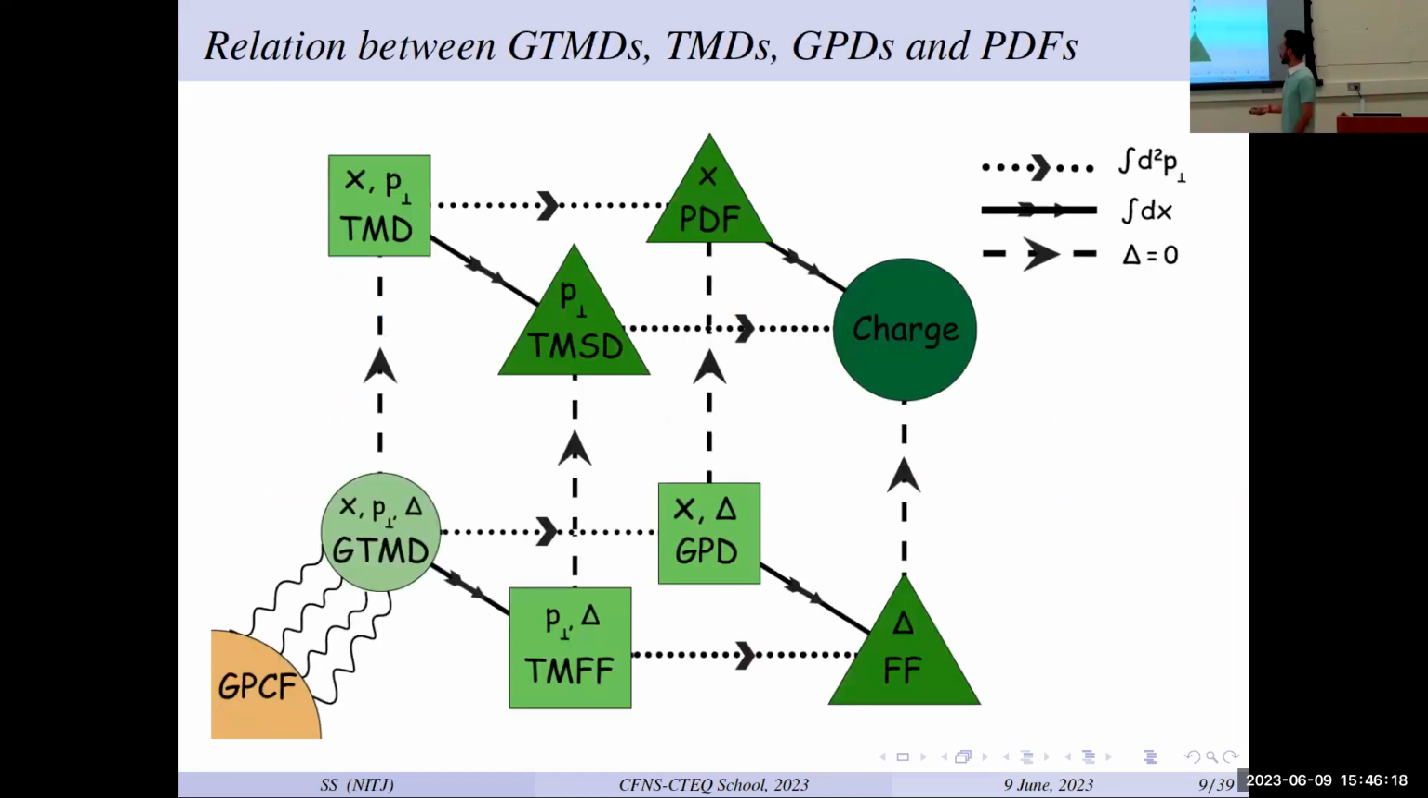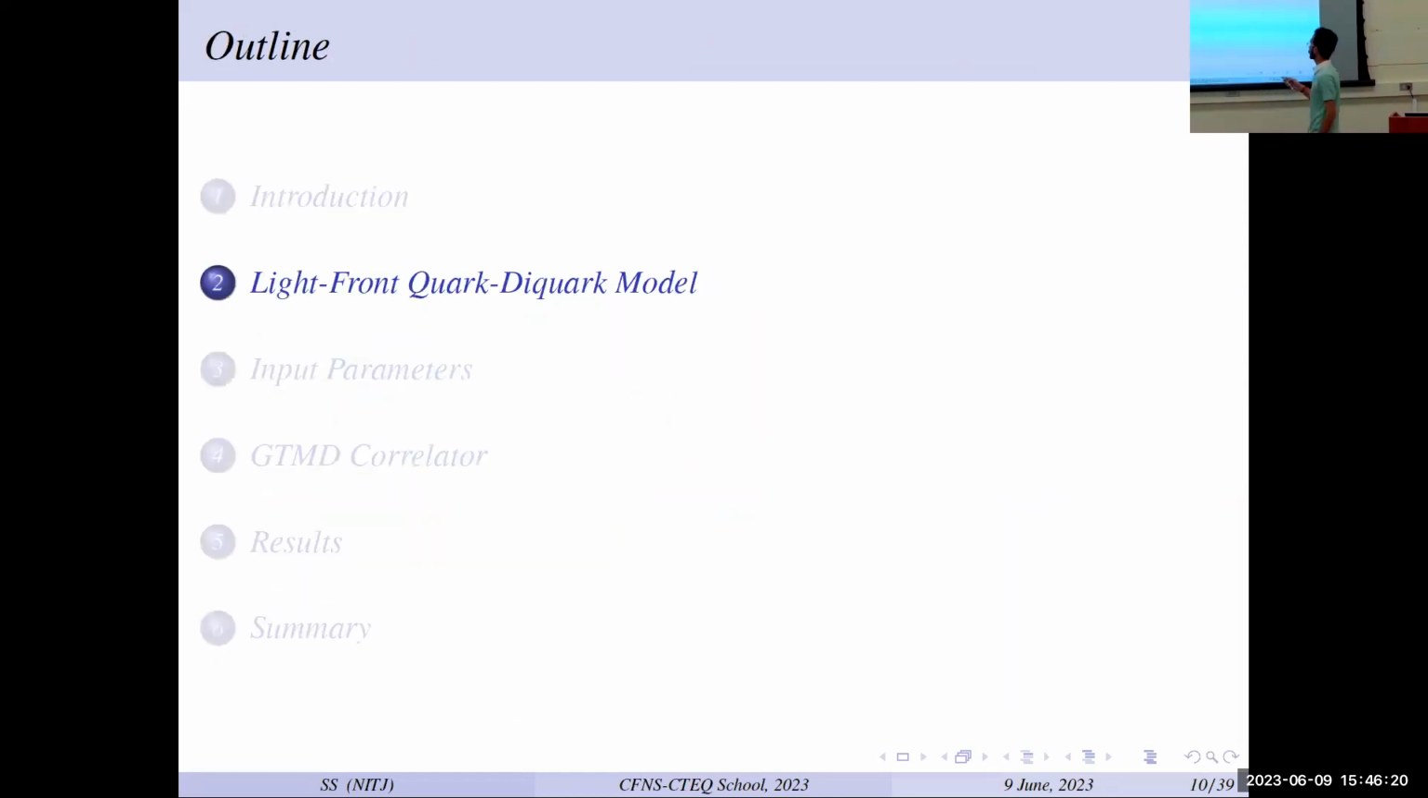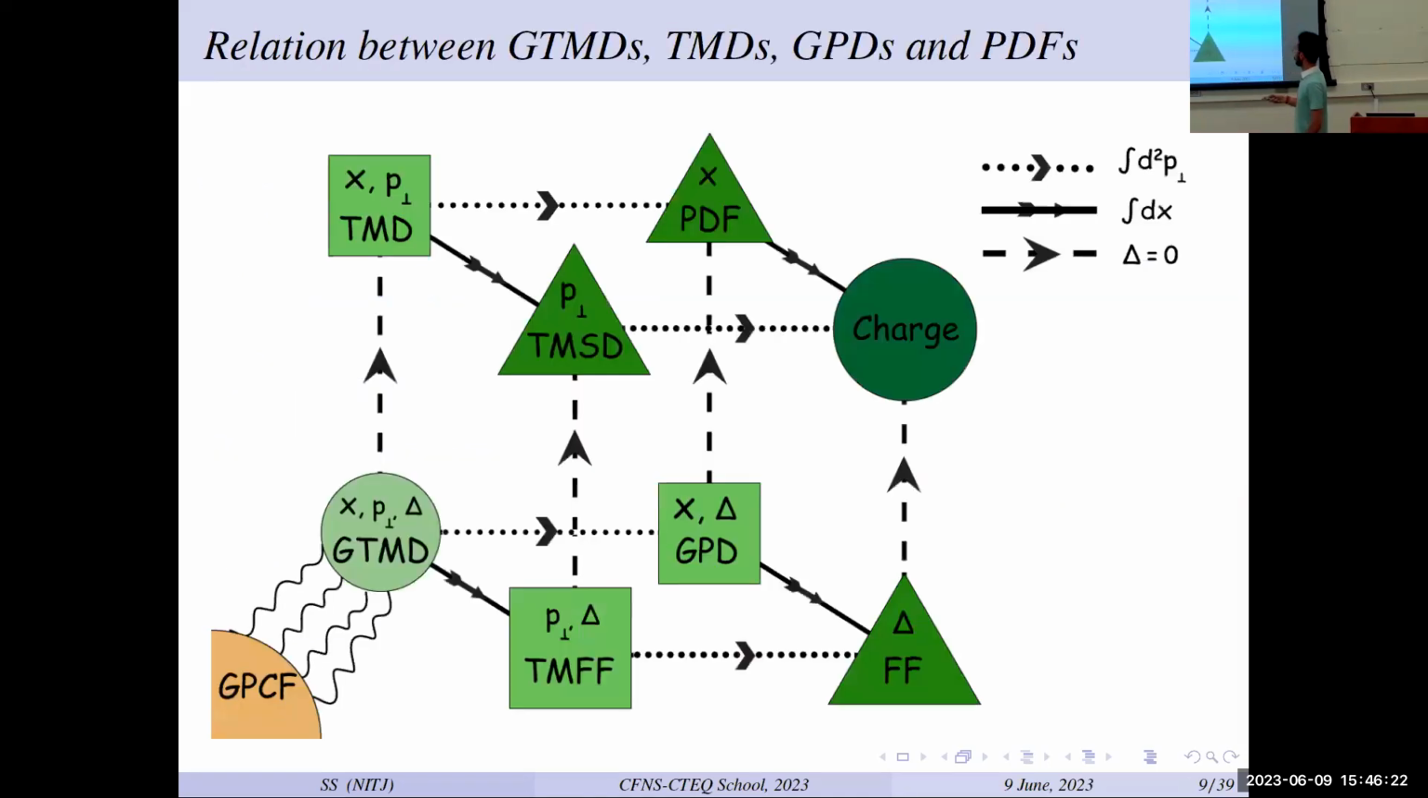So here are different distribution functions. This is what we call as GPCF. This is generalized parton correlation function. When we integrate over the light front energy, we will get GTMD, which is generalized transverse momentum distribution. Today, I'm going to discuss about GTMDs.